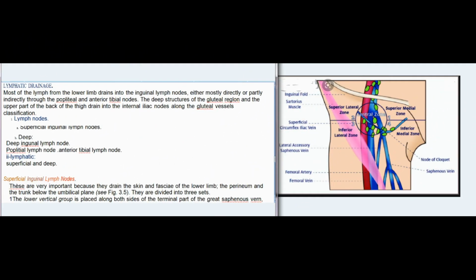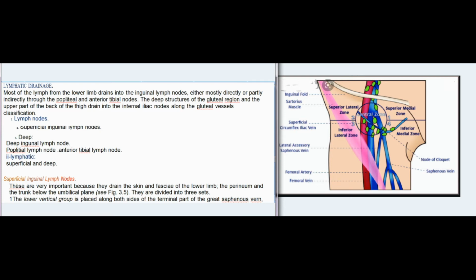Lymphatic drainage. Most of the lymph from the lower limb drains into the inguinal lymph nodes, either mostly directly or partly indirectly through the popliteal and anterior tibial nodes. The deep structures of the gluteal region and the upper part of the back of the thigh drain into the internal iliac nodes along the gluteal vessels.